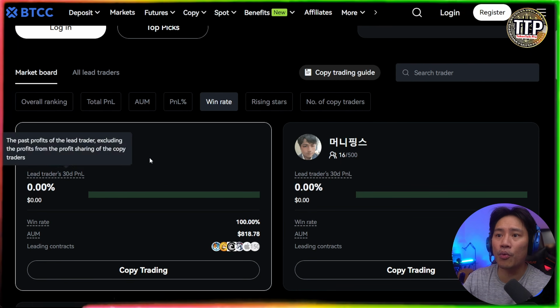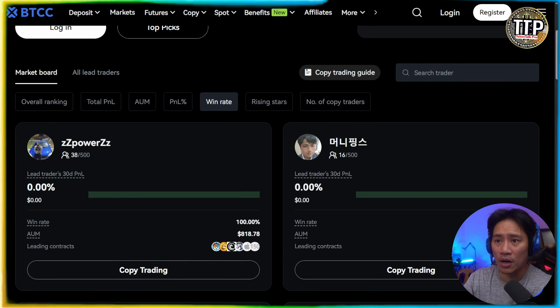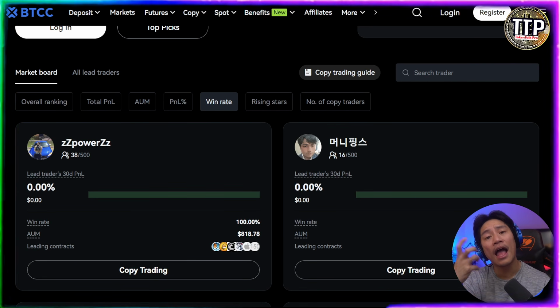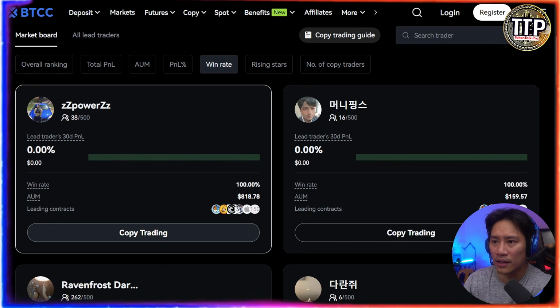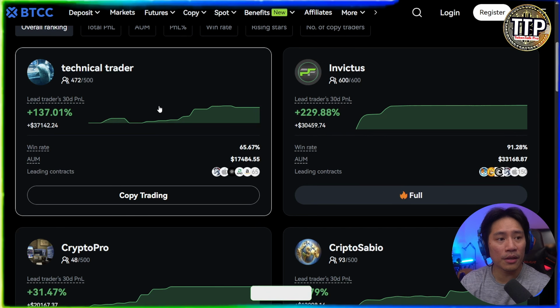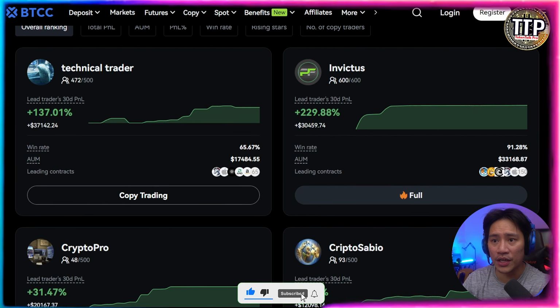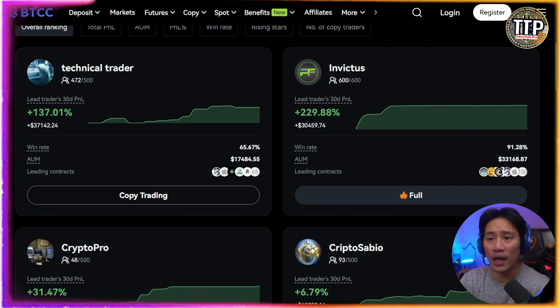Now, the platform supports both fixed margin and proportional margin copy trading modes. It gives the users the flexibility in how the traders are actually mirrored within their accounts. So you would be able to choose between the proportional and the fixed margin, whichever of the two you want to utilize.